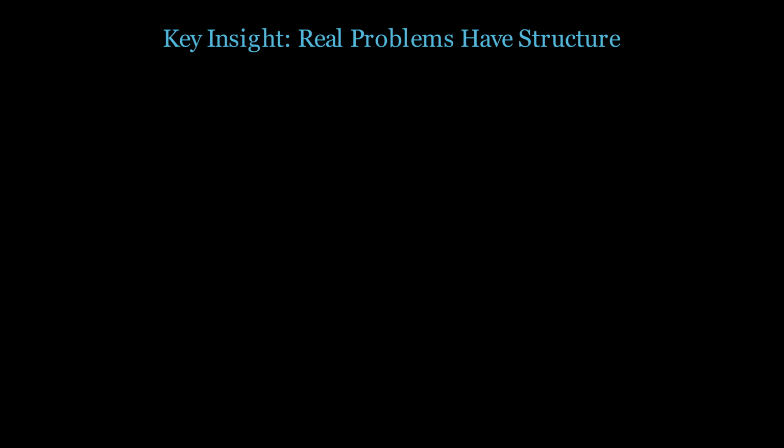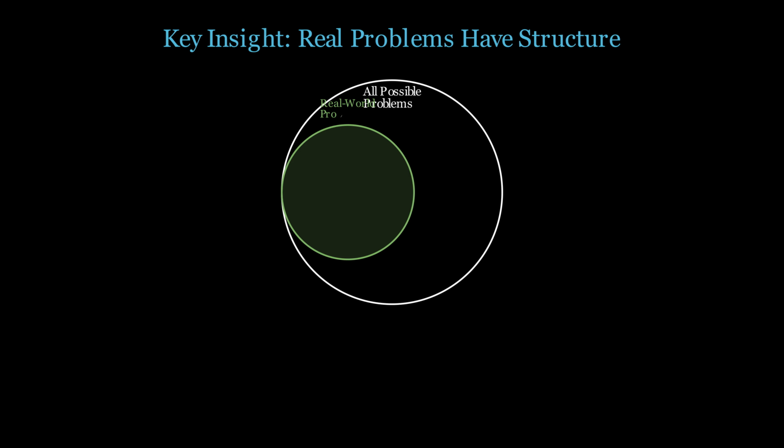The crucial insight is that while the no free lunch theorem applies to all possible problems, real-world problems are not randomly distributed. They have structure, patterns, and regularities that algorithms can exploit. This Venn diagram illustrates the key point. The outer circle represents all possible mathematical problems, the domain where no free lunch applies. The inner green circle represents real-world problems we actually encounter.